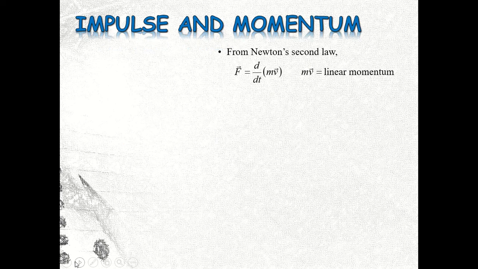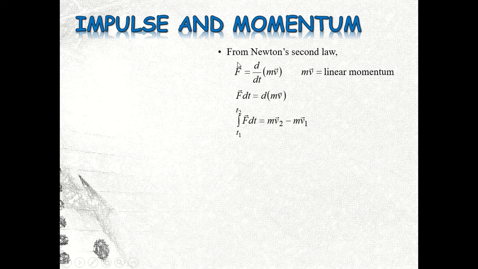So from Newton's second law of motion, we have here the force equal to the derivative of mass times the velocity with respect to time. So our force here is a vectorial force as well as our velocity. Okay, so the product of m and vectorial velocity is what we call the linear momentum.